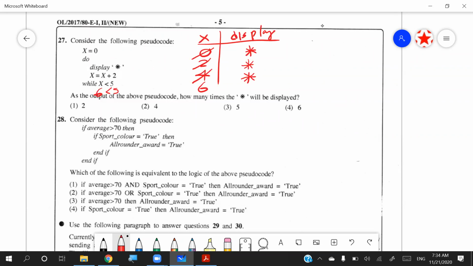regarding the question. Now in your paper, if you find something like this, mark some answer, right? Because if you do not mark any answer, they will consider it as a neglected question.